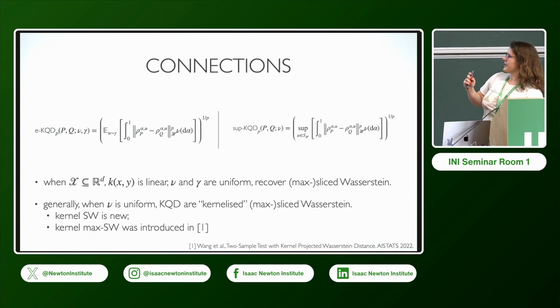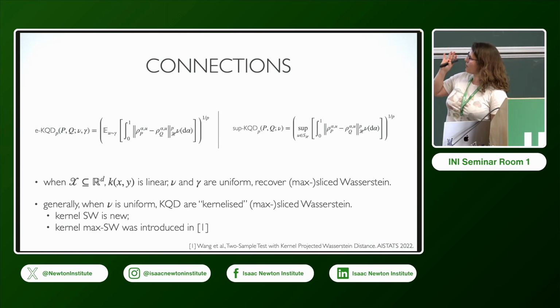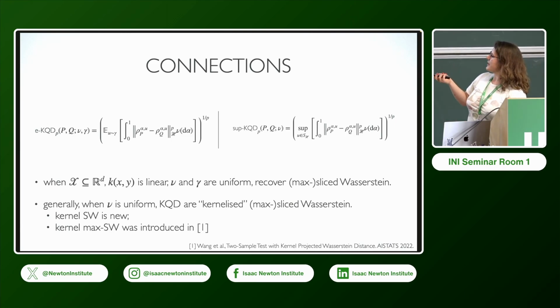And more generally, when nu is uniform and nothing else, both KQD distances can be seen as kernelized versions of Slice-Wasserstein and max Slice-Wasserstein, where kernel Slice-Wasserstein is a new concept. To our knowledge, it hasn't been considered. Kernel max Slice-Wasserstein was introduced in this paper here, where they proposed an estimator for this of complexity n cubed log n.